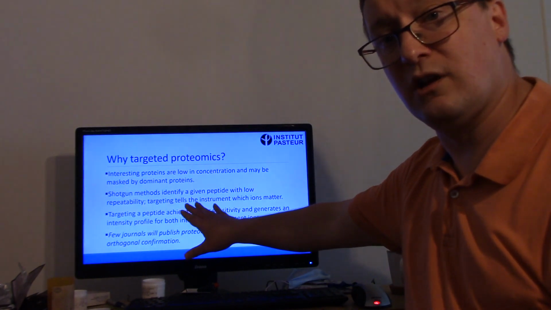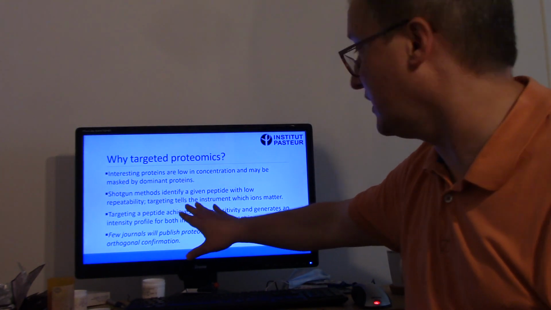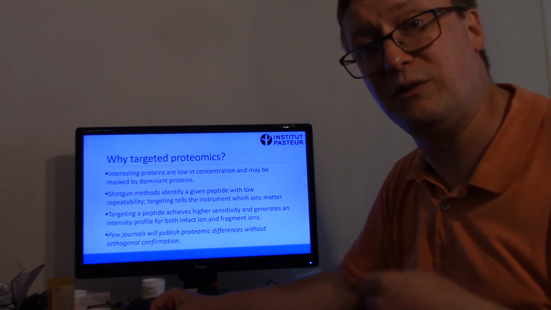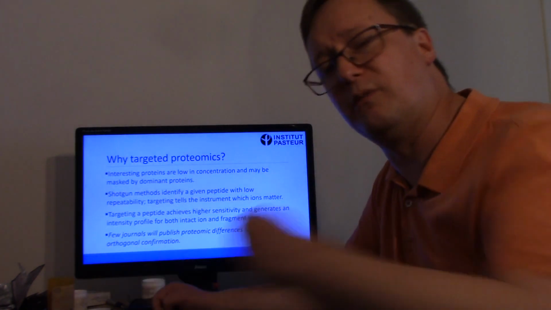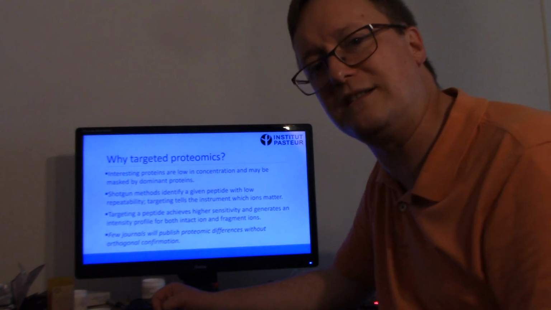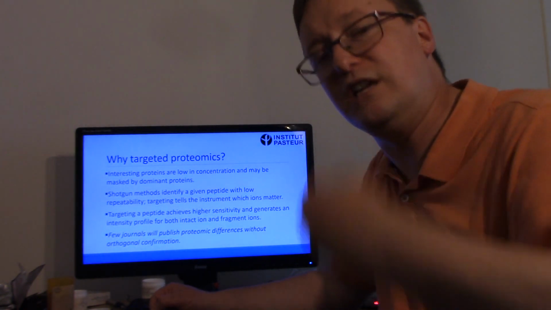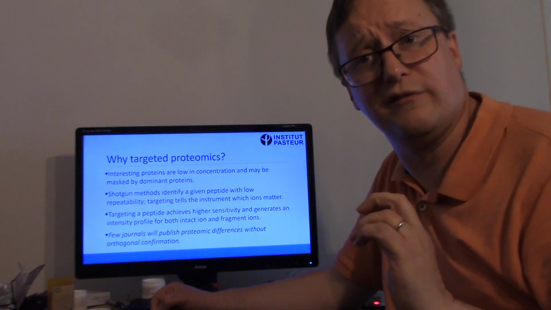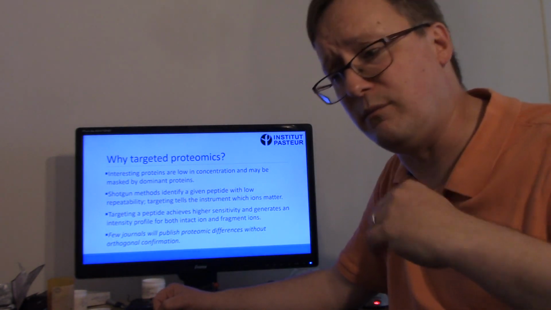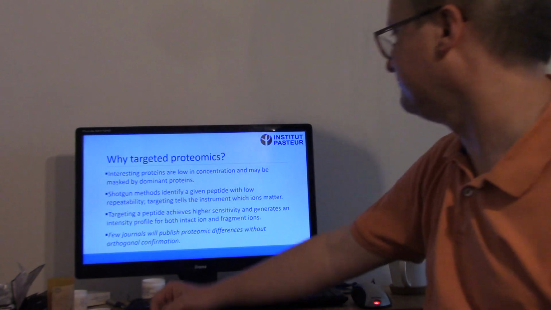Shotgun methods have a pretty low amount of reproducibility for an individual peptide. We frequently see that from shot to shot, from LC-MS to LC-MS, an individual peptide may be identified in 50% of the runs, and that might be all we've got from a shotgun perspective.